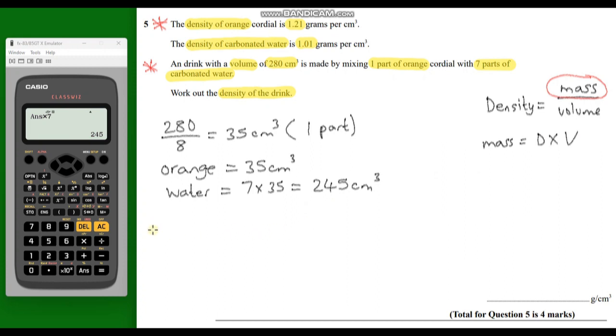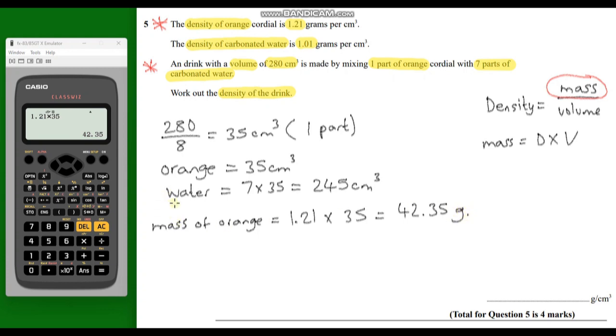Let's write this down here. Mass of orange is going to be the density of orange, which is 1.21, multiplied by the volume of orange, which we found out is 35 centimetres cubed. We can type that in, 1.21 multiplied by 35, and we get 42.35. That's the mass, which is in grams.